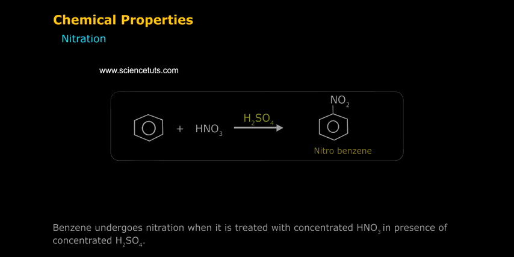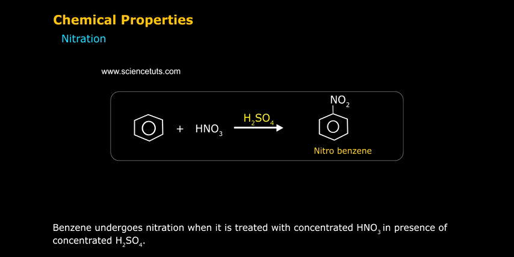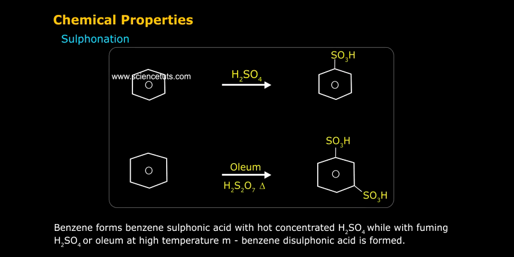Nitration. Benzene undergoes nitration when it is treated with concentrated nitric acid in the presence of concentrated sulfuric acid. Sulfonation. Benzene forms benzene sulfonic acid with hot concentrated sulfuric acid, while with fuming H2SO4 or oleum at high temperature, meta-benzene disulfonic acid is formed.